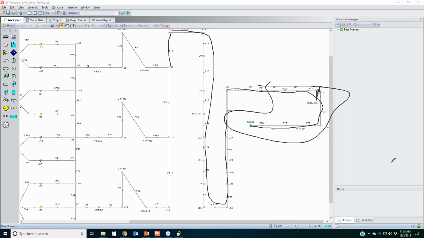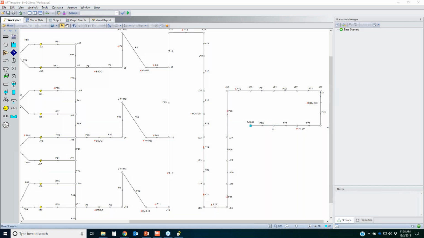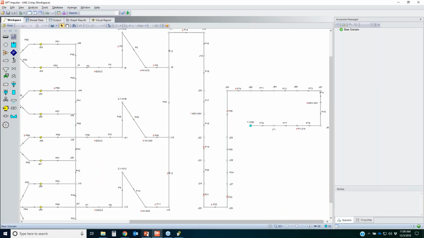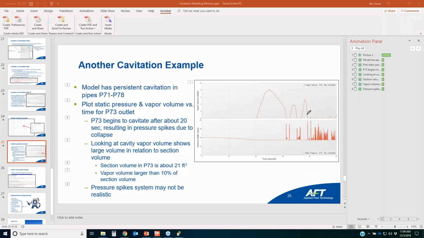How do you know if those pressure spikes are real? Just do the same type of analysis that I recommended. Switch from using the discrete vapor cavity model to the gas cavity model. If you switch to the gas cavity model, and you see very similar trends in the magnitudes of vapor volumes, as well as the magnitudes and timings of those pressure spikes, then that may mean they might be a little bit more realistic.